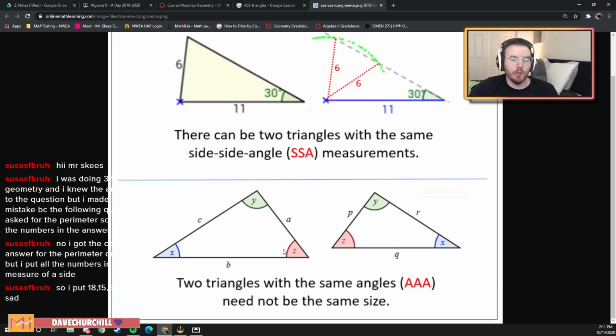And angle, angle, angle is more obvious, right? Who cares if the three angles are the same, right? You can have a big triangle and a small triangle. Just because their angles are the same doesn't make them the same size and shape.